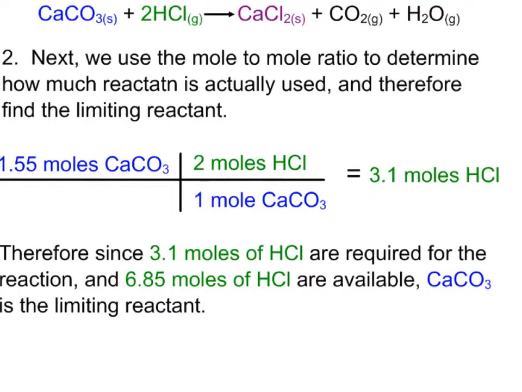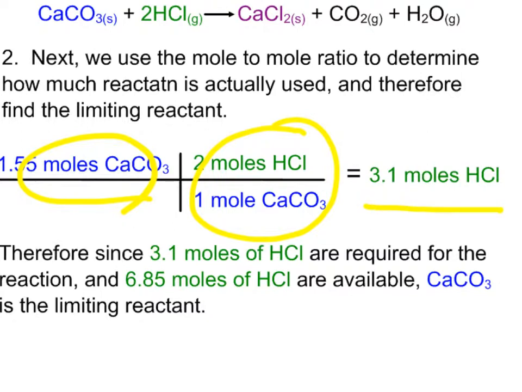So we know from the 1.55 moles of calcium carbonate here, and we multiply by the 2 moles of hydrogen chloride per every 1 mole of calcium carbonate. That gives us 3.1 moles of hydrogen chloride. We know that that's the amount required for this reaction. And we also know from the last slide that 6.85 moles of hydrogen chloride are available. So that's plenty available. Therefore, the calcium carbonate is going to end up being the limiting reactant.